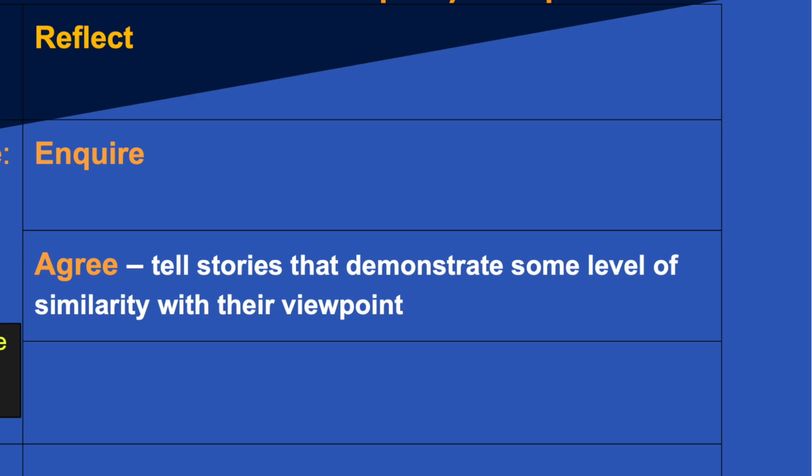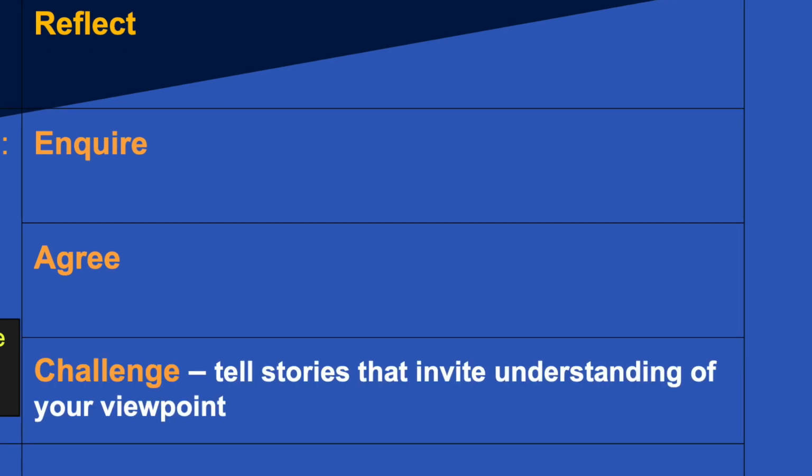You want to agree by telling stories that help them understand you don't think they're completely ridiculous for how they feel about voting. You want to challenge them by using stories to convey why you feel voting is important and why you think they should do the same.